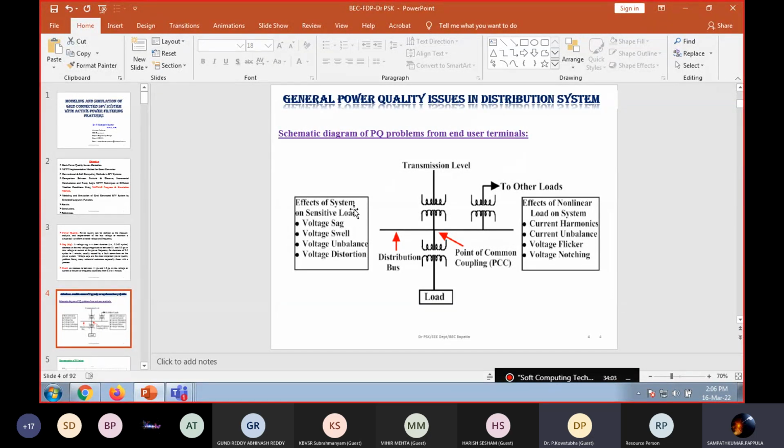What are they? The effects of the system on sensitive loads: those are voltage sags, swells and unbalances, and voltage distortions. And because of the nonlinear loads, in general the types of loads are nonlinear loads only. Due to those loads, harmonics are created and affect the system. Those harmonics are the current harmonics, current unbalances, voltage flickers and voltage notchings.